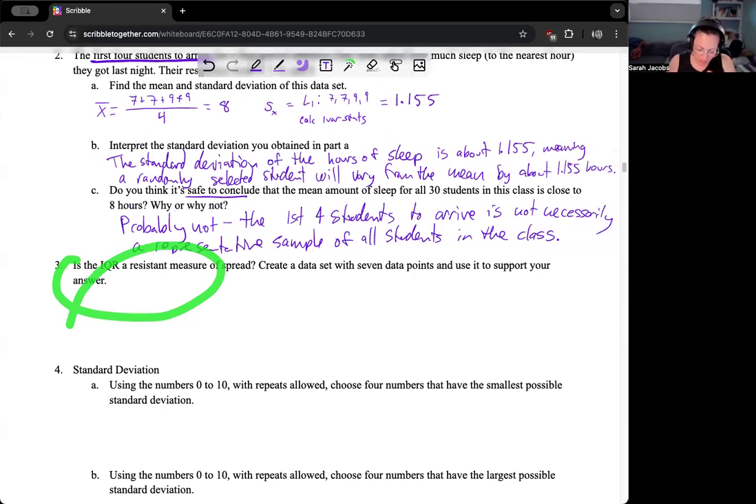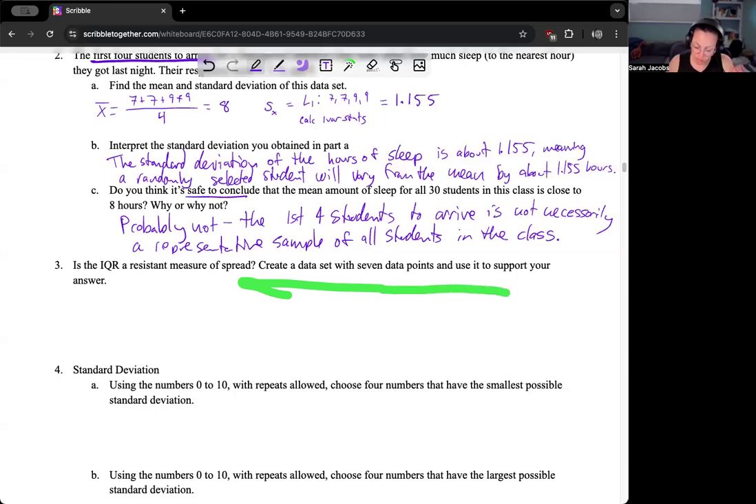3. Is the IQR a resistant measure of spread? Create a data set with 7 data points and use it to support your answer. So there could be a lot of data sets we come up with for this. The first question is, is it a resistant measure of spread? When we're talking about resistance, we're talking specifically about outliers, especially extreme outliers. I'm not going to answer that question first. I'm going to create the data set first, and let's let the numbers tell us.